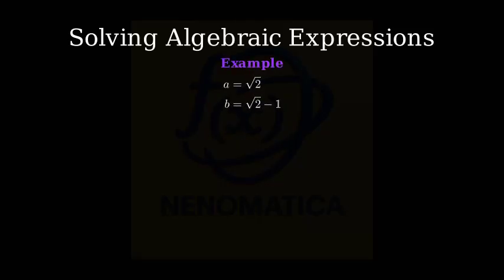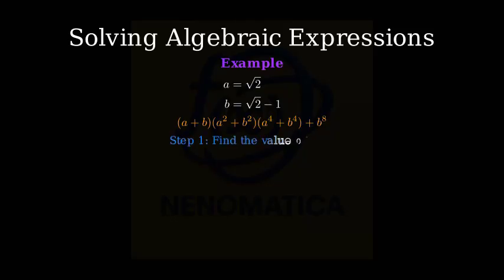Welcome to this mathematics video. Today, we'll solve a step-by-step algebraic expression problem using the given values and following the exact algorithm shown. Let's look at our example. Given that a equals the square root of 2 and b equals the square root of 2 minus 1, we need to find the numerical value of the following expression: the quantity a plus b times the quantity a squared plus b squared times the quantity a to the fourth plus b to the fourth plus b to the eighth.